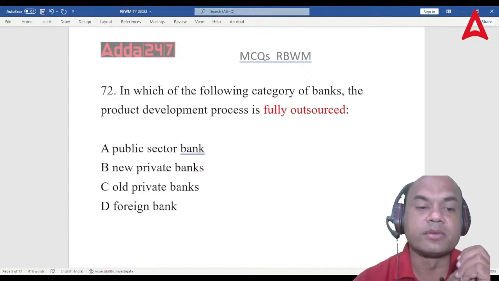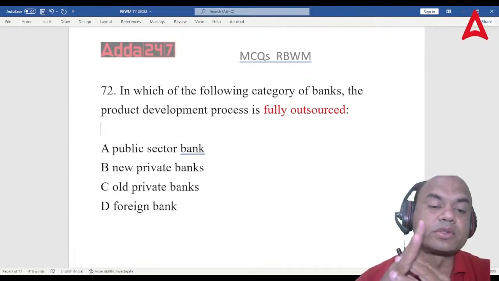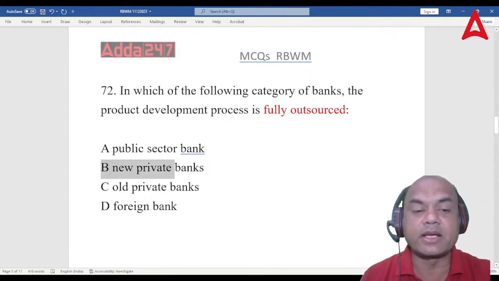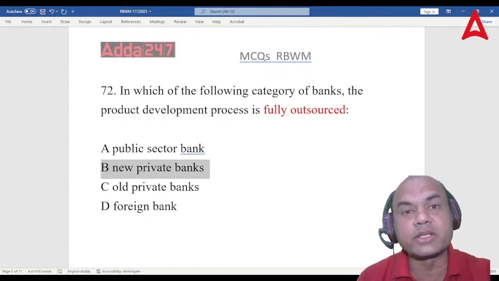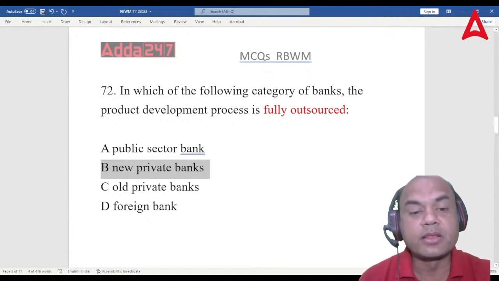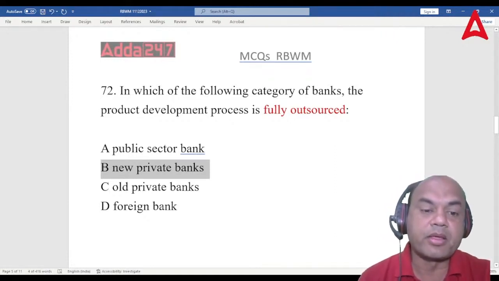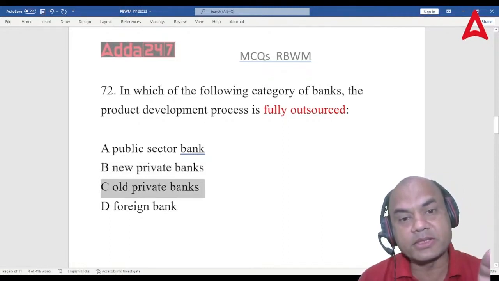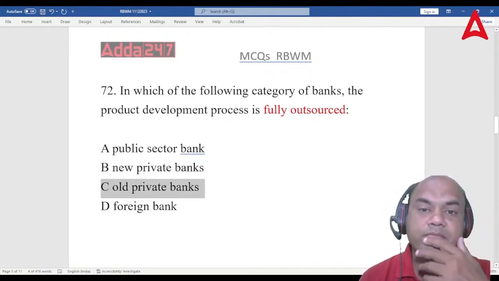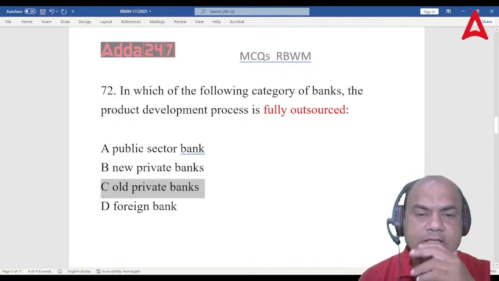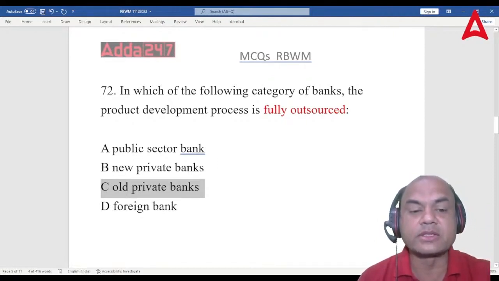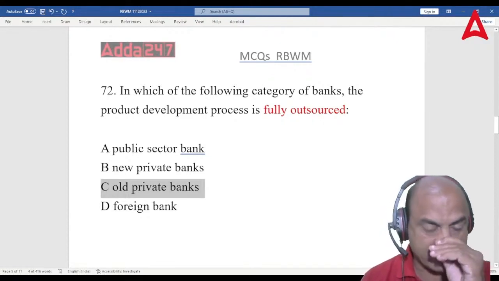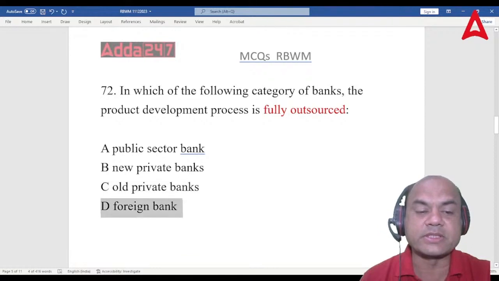So, fully outsourced in which bank? Here, new private sector banks means HDFC Bank and ICICI Bank, which came into existence after 1991, the Narasimham Committee. Old private sector banks means those banks that existed earlier, like Karnataka Bank, Karur Vysya. These banks existed long back. And the last one is foreign banks, like Citibank, HSBC.